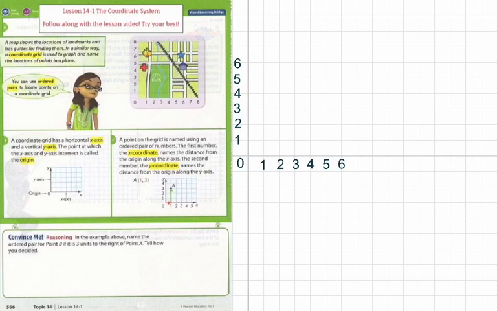All right, now I have a coordinate grid over here on the right, and I'm just going to highlight a few things that we talked about, okay? We talked about these numbers going this way, and that one is always our x-axis, okay? We also have this line going up, and that is our y-axis.